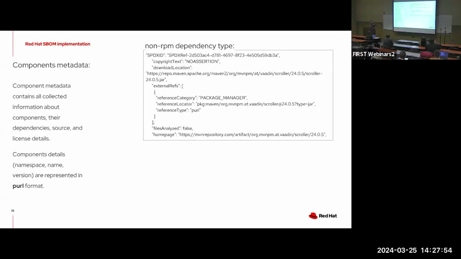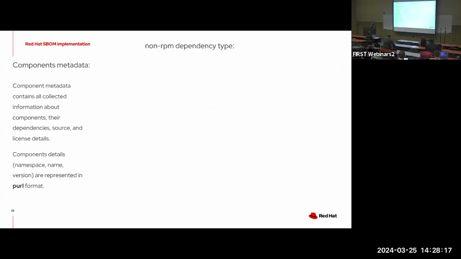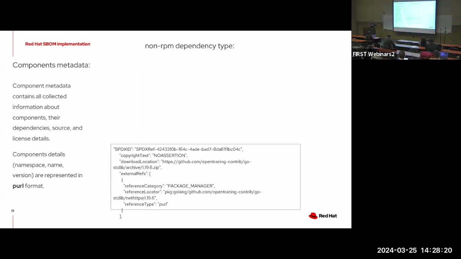Here we have, again, another example of the component metadata. In this example, it's a non-RPM dependency. I see that my presentation created in Google is not displayed here correctly, but okay, we can make it. This is a non-RPM dependency, like I said. This one is a Maven package. Another one is a Golang package, part of the Golang standard library, net/http.